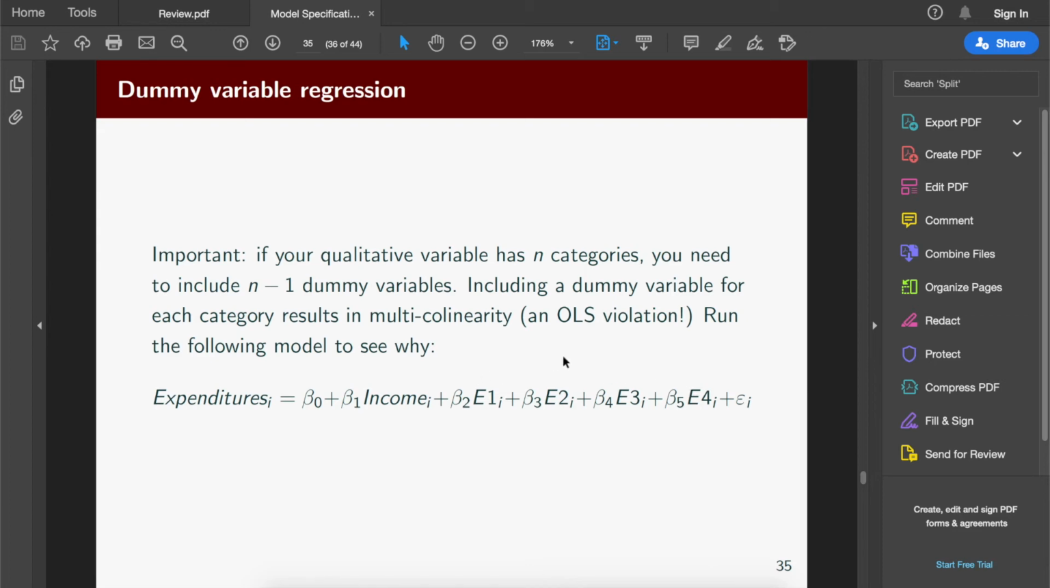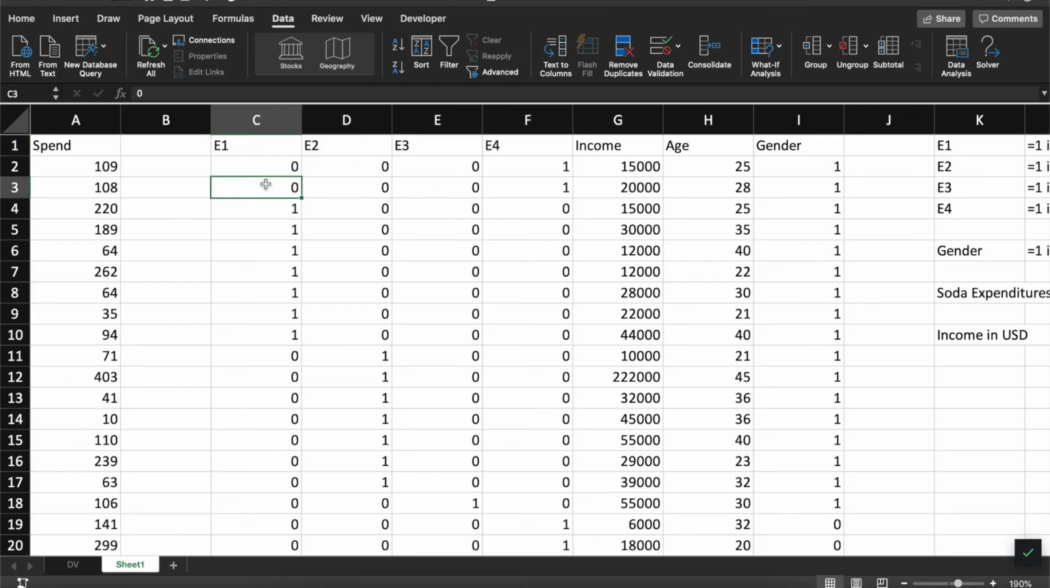Or on the flip side, if I know your level of education is not E2, not E3, and not E4, then I know your level of education has to be E1. Okay, so we have 4 dummy variables, but they're redundant. So when we have dummy variables with multiple categories like this, we have to omit one of the variables. It doesn't matter which one. We can choose E1, E2, E3, or E4.